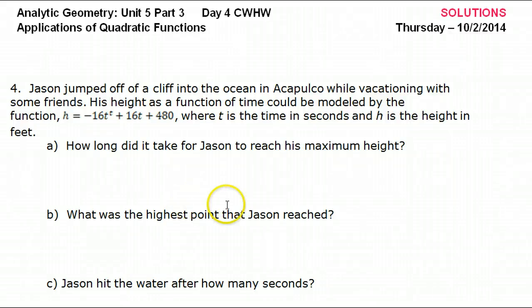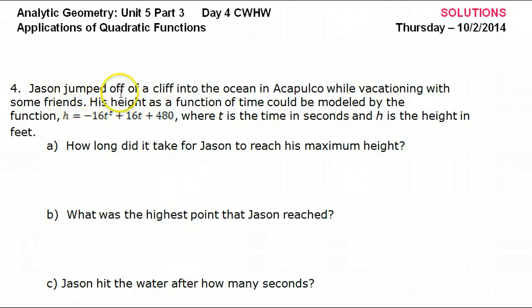Alright, this is part 4 of our lesson on applications of quadratic functions. Rocking the word problems, parabolas, quadratic function, quadratic formula, and all that.